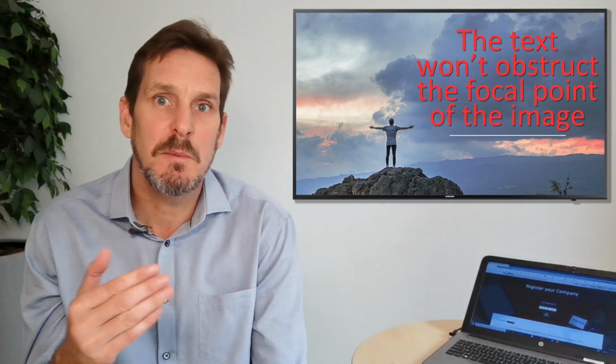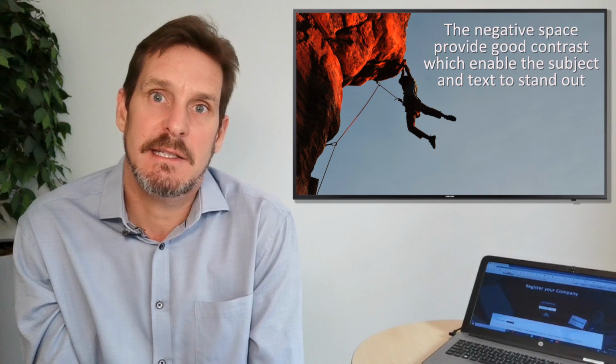Let me explain. You will need to spend time planning and setting up the shot, so consider what you'd like the end result to be. For example, when planning your landing page image, you must decide if or where you want to place the text. Background or negative spaces around the subject are ideal for this, as the text won't obstruct the focal point of the image. The negative space or background area around the subject provides good contrast, which enables the subject and the text to stand out.